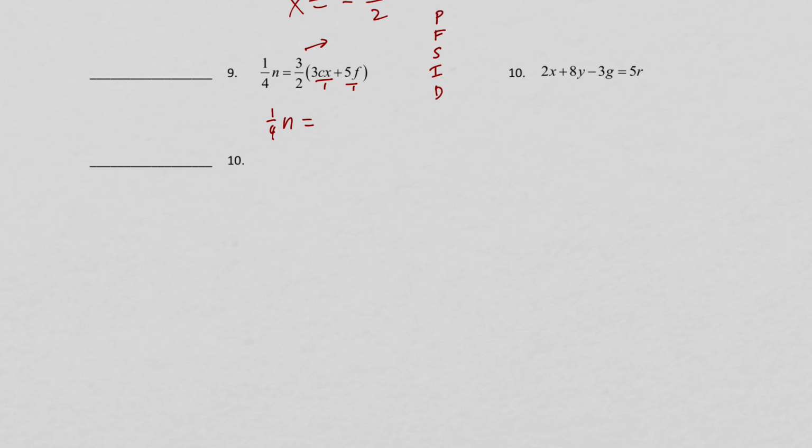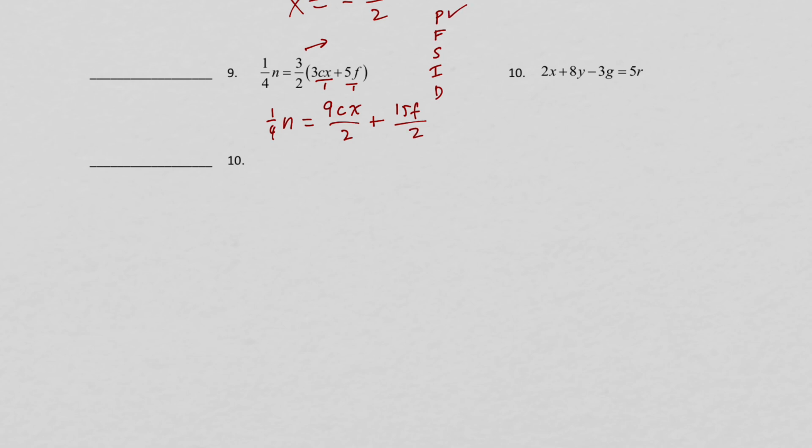3 times 3 times c times x is 9cx. And I multiply across the bottom. 2 times 1 is 2. And then when I multiply this times this, I have 3 times 5 times f is 15f. And then I multiply across the bottom. 2 times 1 is 2. So I got rid of the parentheses.